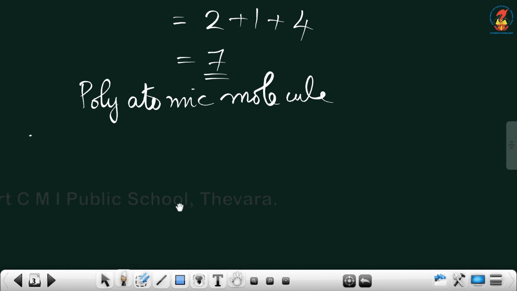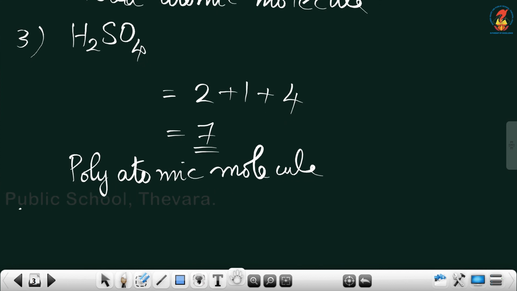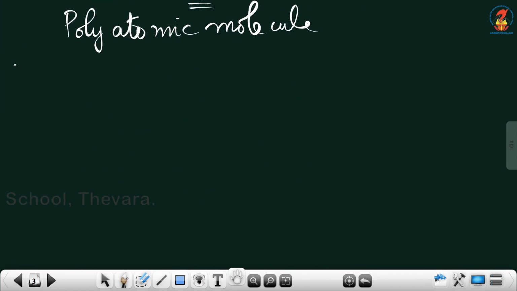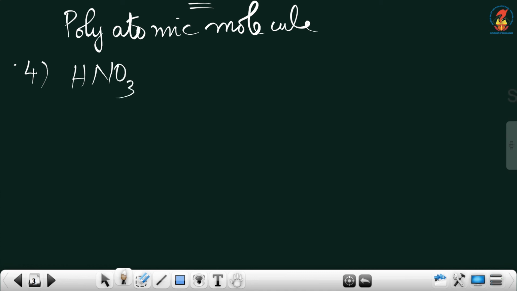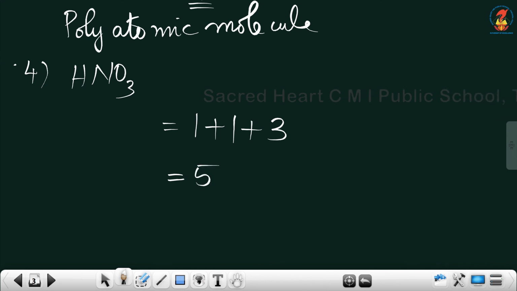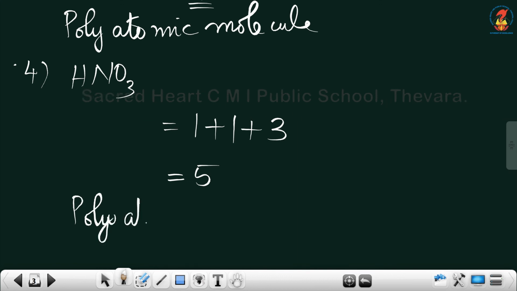Next we can see example number 4. If you are taking another example such as nitric acid, the formula is HNO3. So the atomicity: H 1, N 1, O 3. So total 5. This atomicity is 5, or you can write polyatomic molecule again.